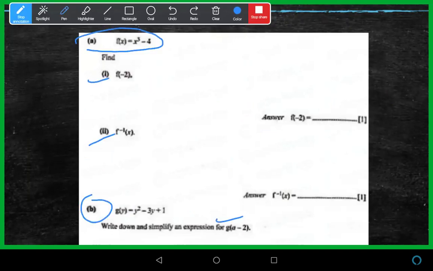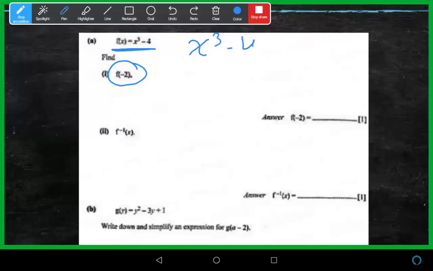Okay, and it will carry, I think, 3 marks or 4 marks. So in the part A, we just need to put minus. The equation is x cube minus 4. This is the function we have in the part A. The input is minus 2, so we have to put input minus 2.